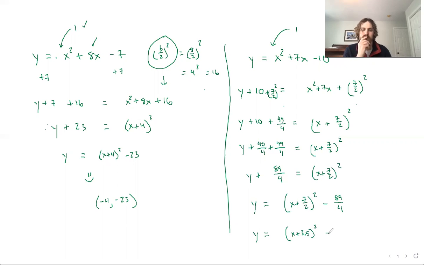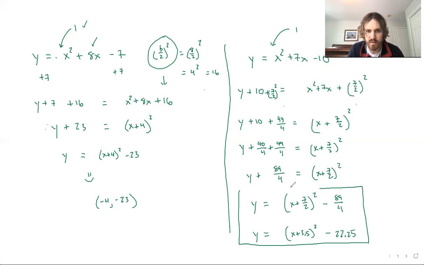Now that should be the same as y equals x plus 3.5 squared minus, let's see, how many times does 4 go into 80? 20 times, and then there are 2 more, so 22 and a quarter, I think, so minus 22.25 if I'm not mistaken. So either one of these would be good ways to write it, if I've done that correctly.